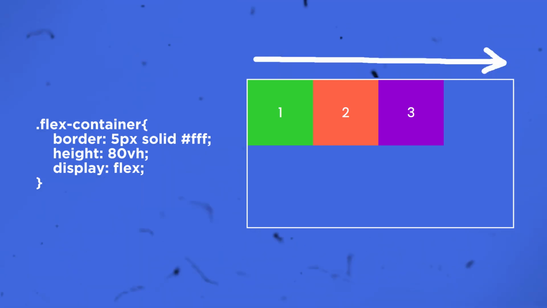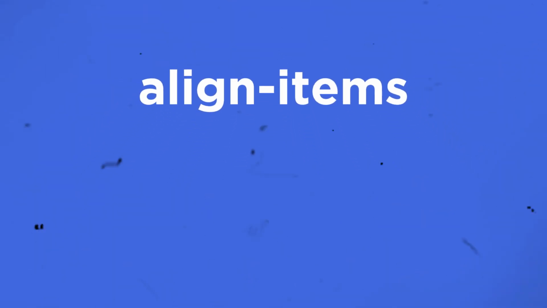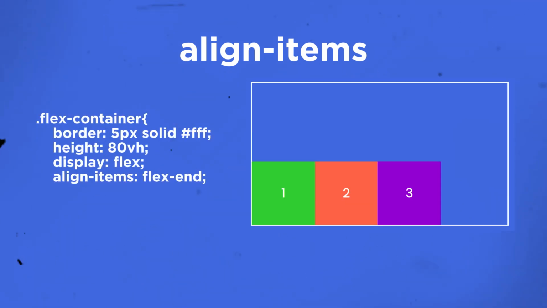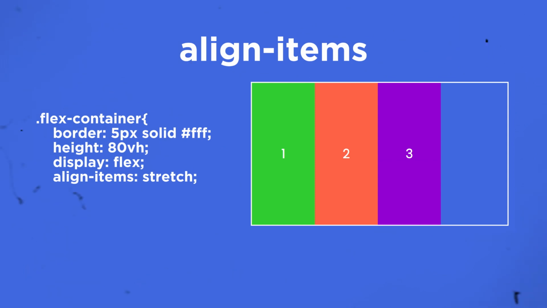When it comes to aligning items along the cross-axis, you will use align items. Choose between flex start, center, flex end, and stretch or various alignment options.